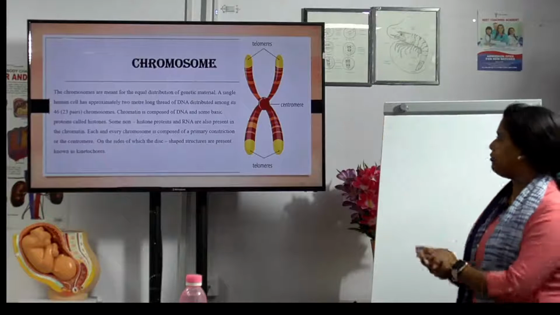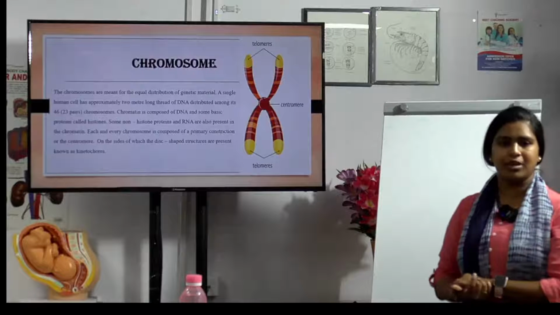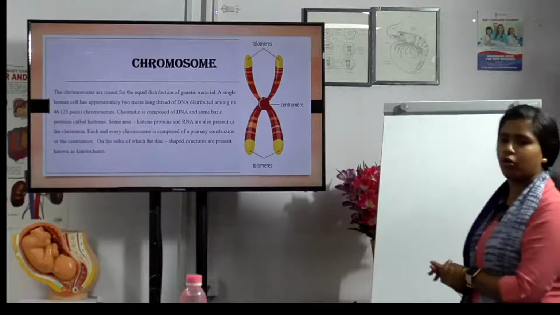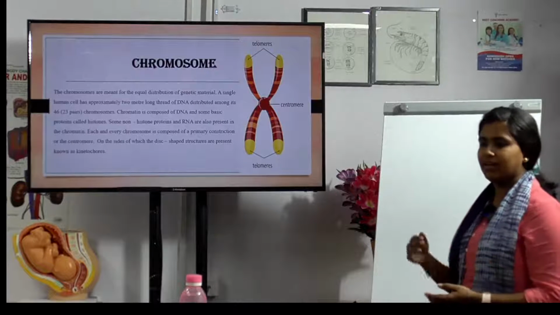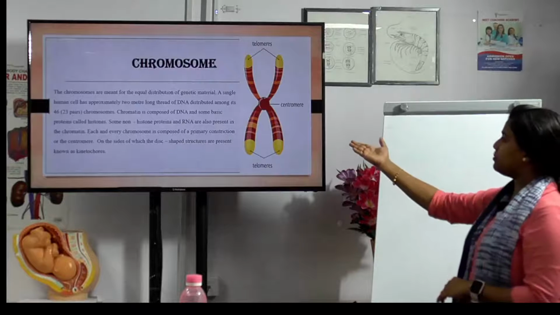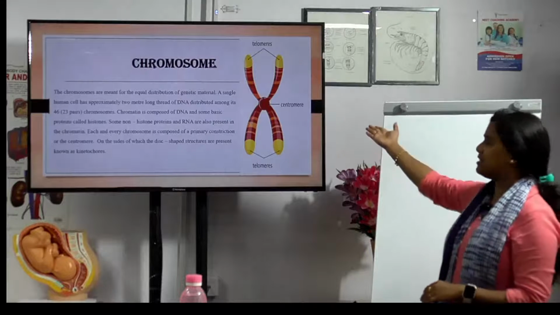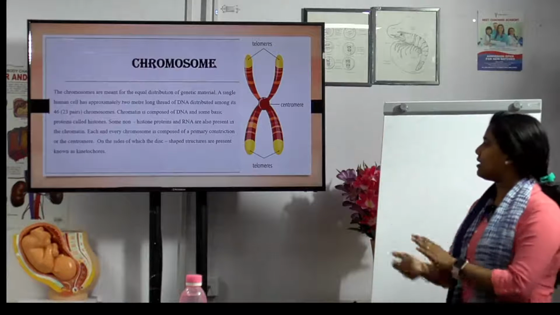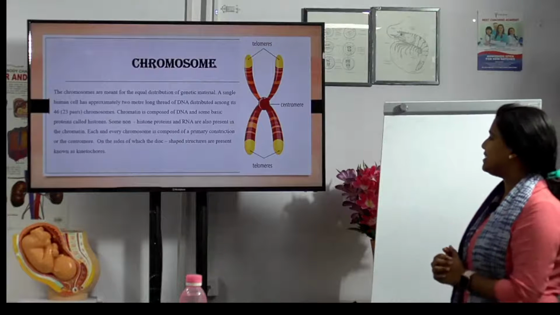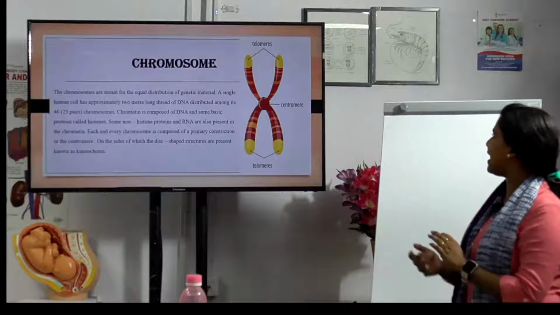Chromatin is composed of DNA and some basic proteins called histones, and some non-histone proteins and RNA are also present in chromatin. It has a primary constriction, which is the centromere, and on the sides of it disc-shaped structures are present, known as kinetochores.